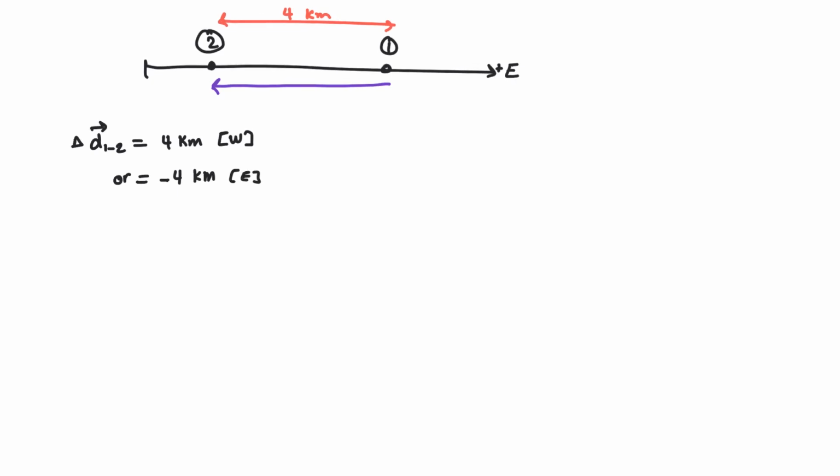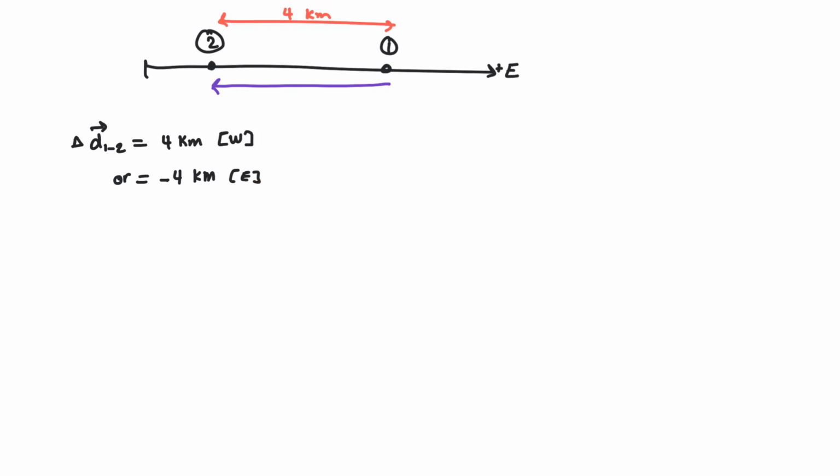In this case, we call this a sign convention. This person is traveling from this location to this location. Since east is our positive, then west is our negative. So we can either say this person travels 4 kilometers west, or we can say that since this is east, the person travels negative 4 kilometers in the east direction.